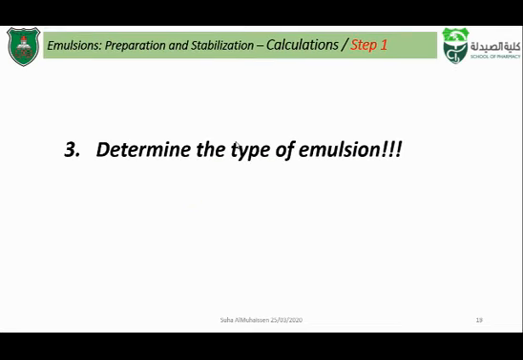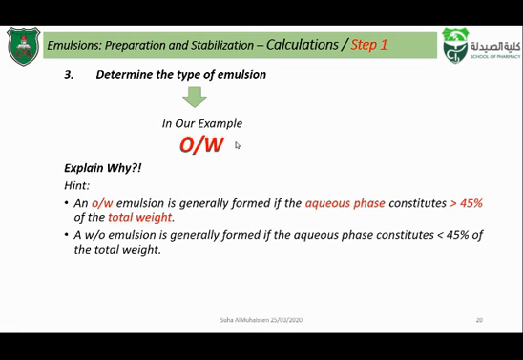Simply, we have to follow the following rules. An oil in water emulsion is generally formed if the aqueous phase constitutes more than 45% of the total weight of the emulsion, and a hydrophilic emulsifying agent is being used, while a water in oil emulsion is generally formed if the aqueous phase constitutes less than 45% of the total weight of the emulsion, and a lipophilic emulsifying system or agent is being used.